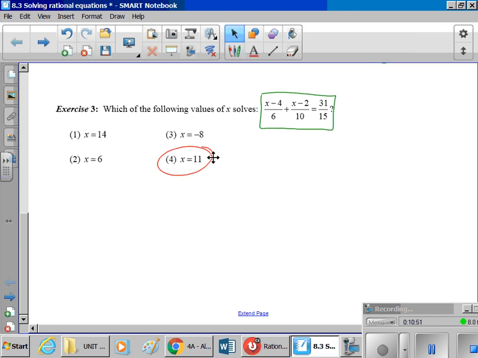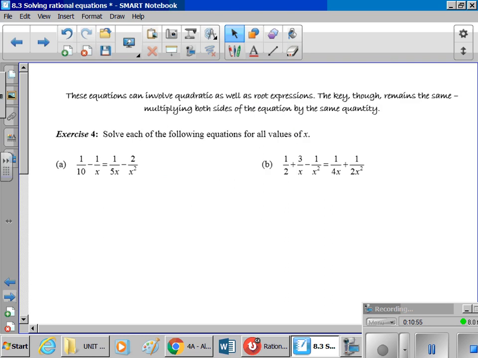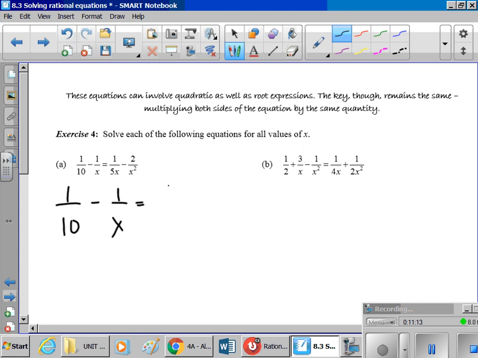You can practice that once you get back into class and you have your calculator. So exercise 4: solve each of the following equations for all values of x. We're going to do the same thing that we just did, except this isn't multiple choice, so we can't use our calculator, but we can use the least common denominator tactic here. Minus, notice how I'm writing it again, so I have extra room.